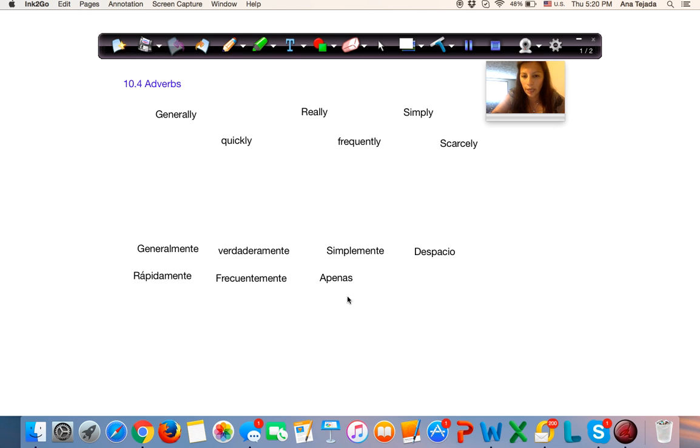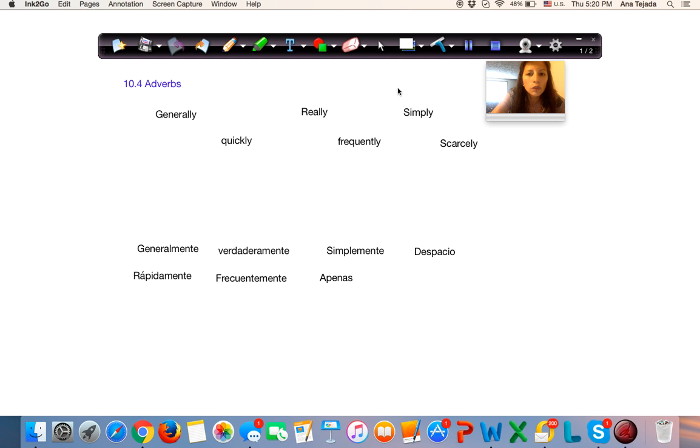However, notice that we have words like apenas or despacio that mean that there are other words used as adverbs that don't end in mente. Same thing happens in English. We have often, we have soon, we have many times. And why is that? Because adverbs don't only come from adjectives. Adverbs are also words that describe how, when, and where something happened, an action took place, or also to modify verbs, adjectives, and even other adverbs. Okay?